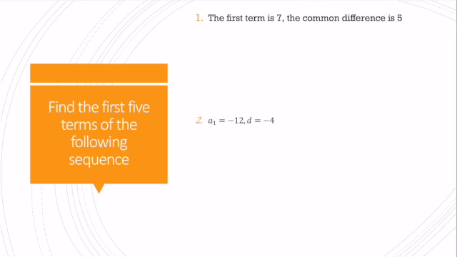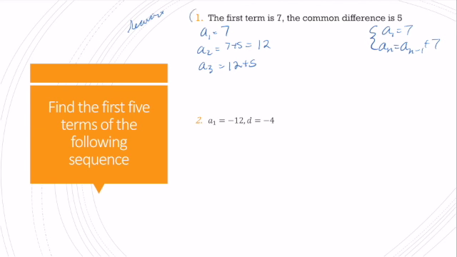So let's find the first 5 terms for the following sequence. My first term is 7, and the common difference is 5. So a sub 1 is 7. That means my a sub 2 would be 7 plus 5, which is 12. A sub 3 equals 12 plus 5, right? Because remember, this is recursive. This is like a sub 1 is 7, and a sub n is a sub n minus 1 plus 5, right? This is a recursive definition right here. So a sub 3 is 17.